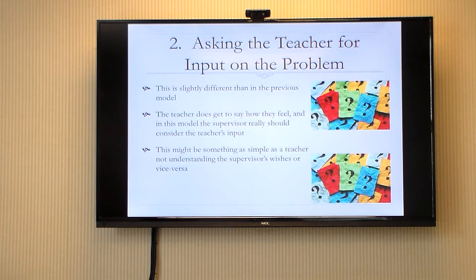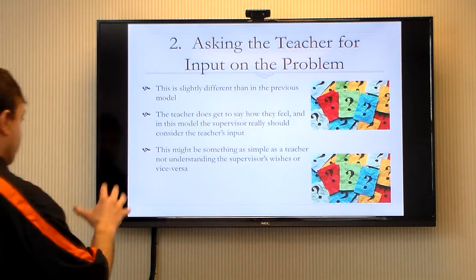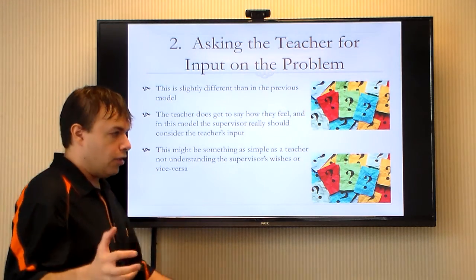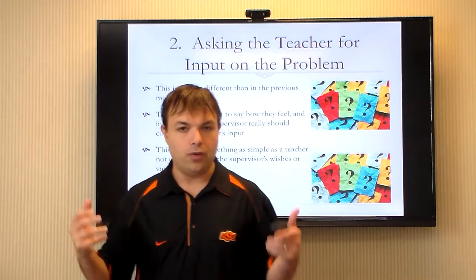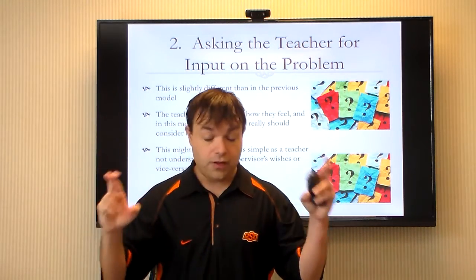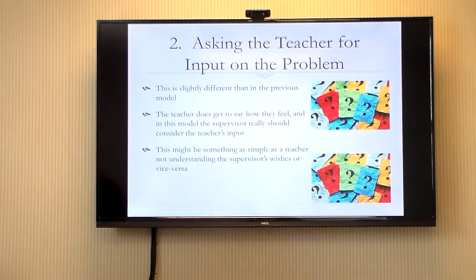Then you ask the teacher for input. You let the teacher say how they feel. So you can see how the teacher feels, but then you're going to consider their input. It could be something as simple as the teacher not understanding the expectations. Then your conference is going to be very simple and straightforward, which is what we're crossing our fingers and hoping for. In this model, that's what we want to see, and we want it to be something that benefits everybody.